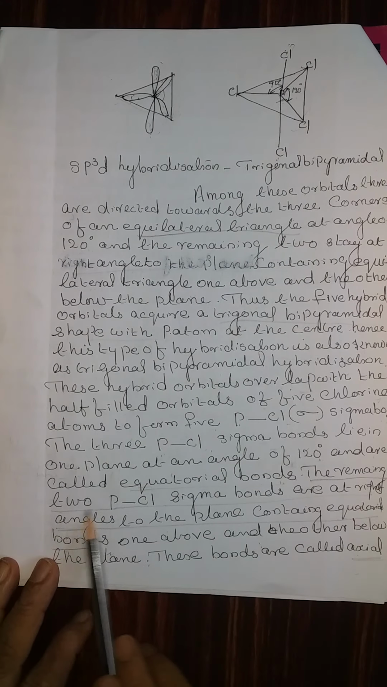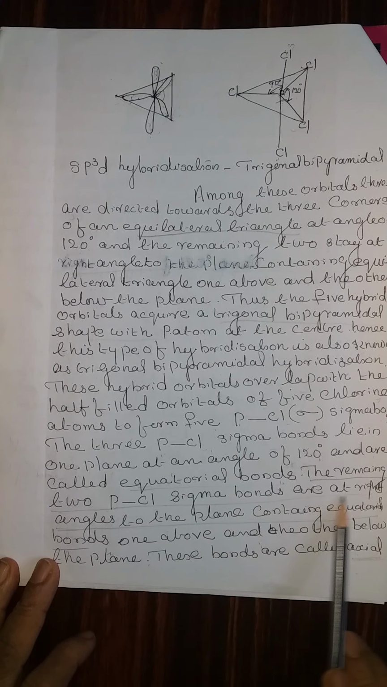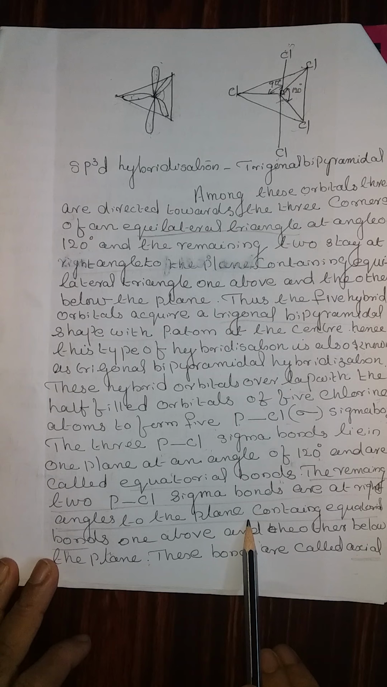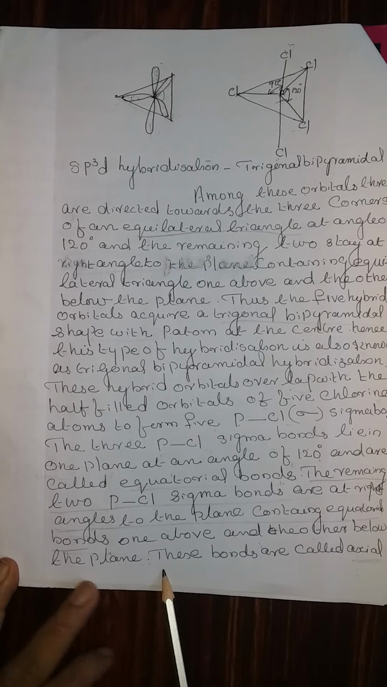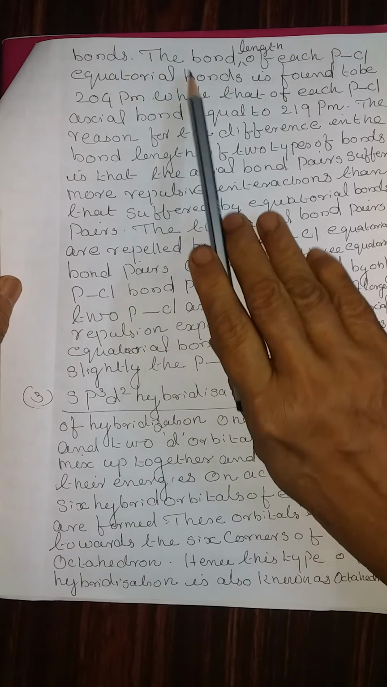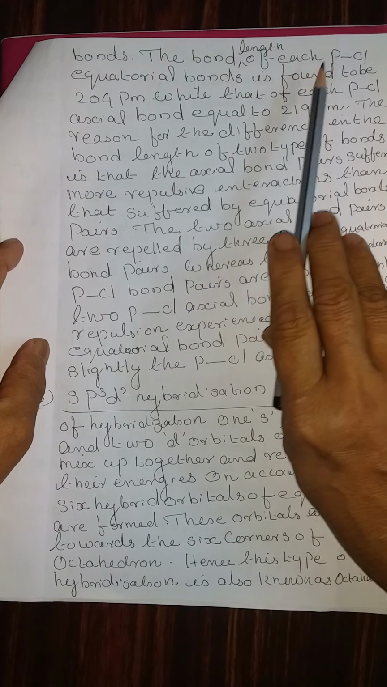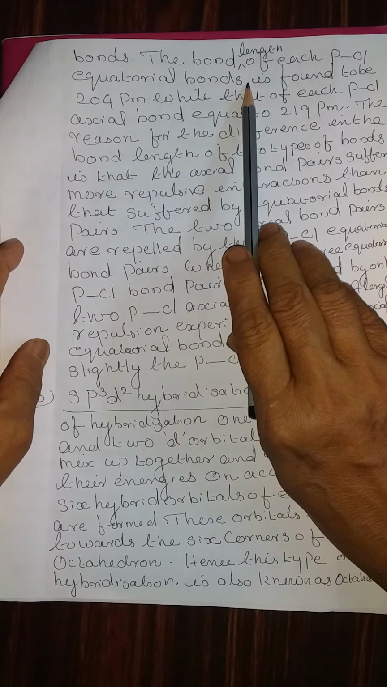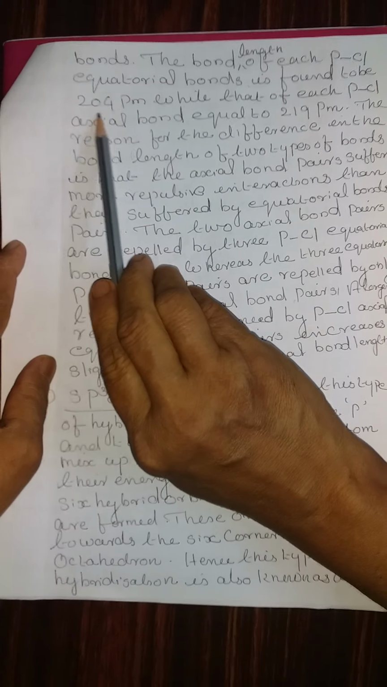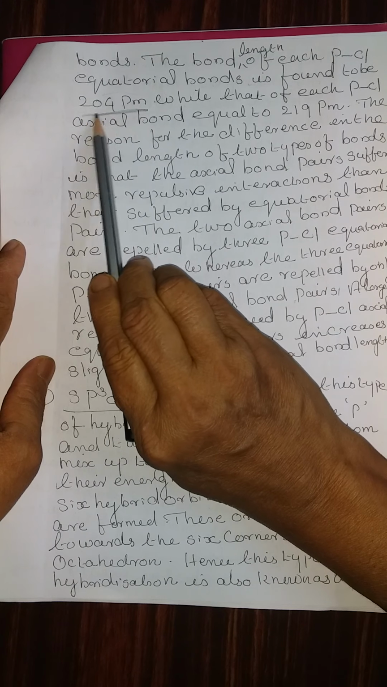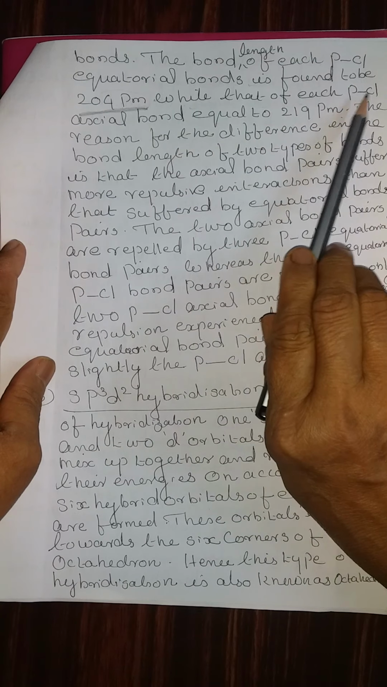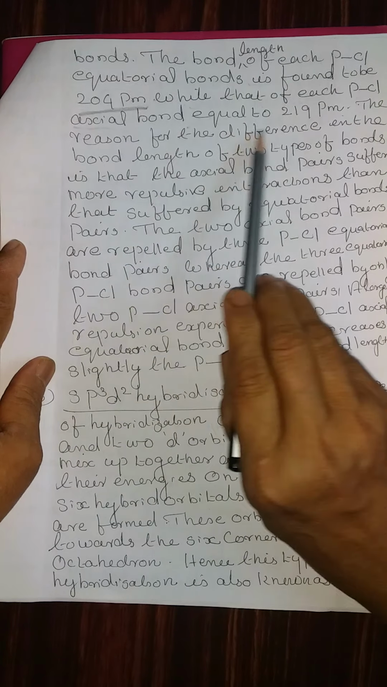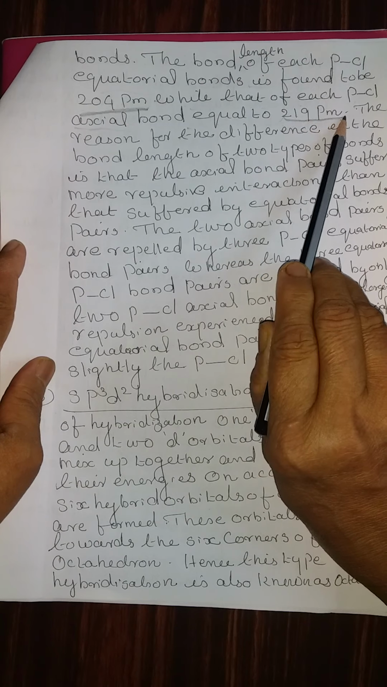The remaining 2 phosphorus-chlorine sigma bonds are at right angles to the plane containing the equatorial bonds, one above and the other below the plane. These bonds are called axial bonds. The bond length of each phosphorus-chlorine equatorial bond is found to be 204 picometer. Here a give reason question comes. While that of each phosphorus-chlorine axial bond is 219 picometer.